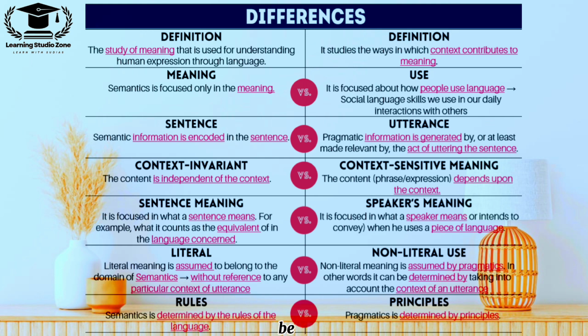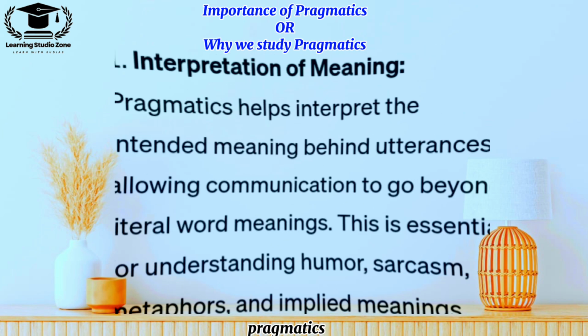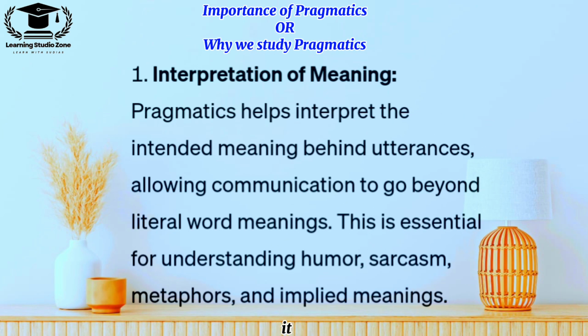In semantics, we focus on the rules, as semantics is determined by the rules of the language, while pragmatics is determined by principles. Let us know what the importance of pragmatics is, or why we study pragmatics. So we study pragmatics because pragmatics helps in the interpretation of meaning.